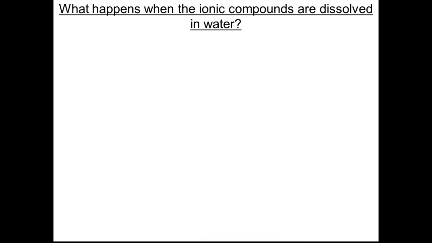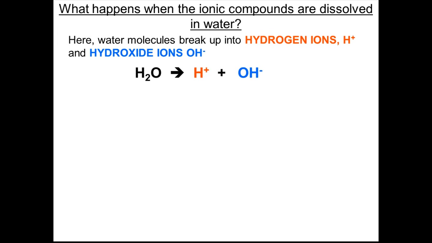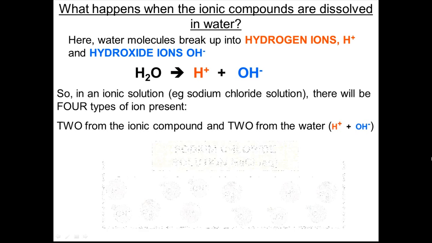So what happens then when the ionic compounds are dissolved in water? Because things become a little bit more complicated. That's because water, H2O, is made up of H+ and OH- ions. So H+ and OH-. We call this group OH-, that's a hydroxide group. So it complicates things.